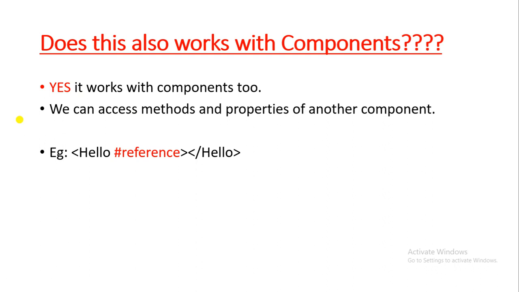So if you want to access the properties or methods which are present in another component in our component, then we will use this template reference variables there. So here I am having a component named hello. So for that I am creating a template reference variable with hashtag followed by the variable name. By using this reference I am going to access whatever properties or methods present in that component named hello in my component. So let's see how to code that.